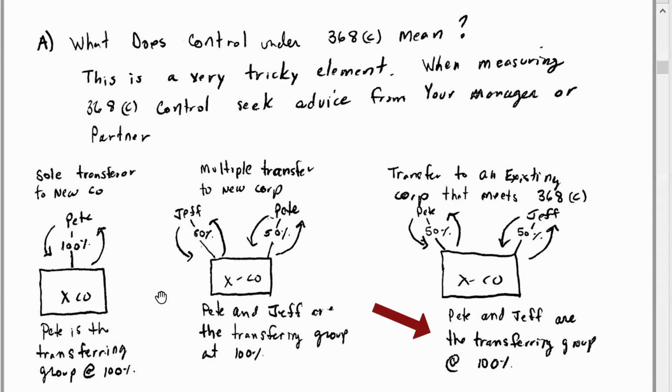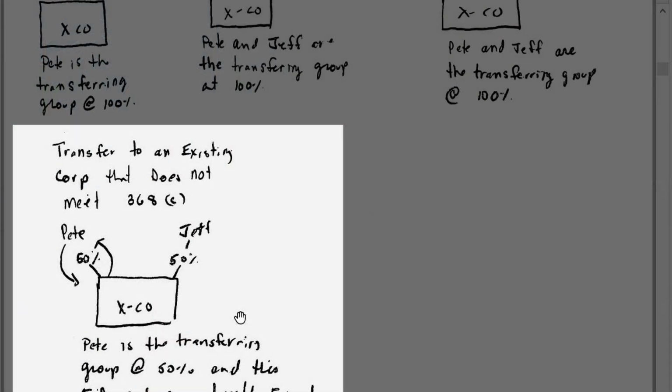Well, this infers both Pete and Jeff are transferring property to an existing corporation. That's what this is inferring. Which means that both Pete and Jeff exist in the transferring group. They're both over 80%, so yes. Both over 80%. And then we have, oh, look at that. What's the last one on the bottom left of the page say, Jack? Transfer to an existing corp that does not meet 368C.